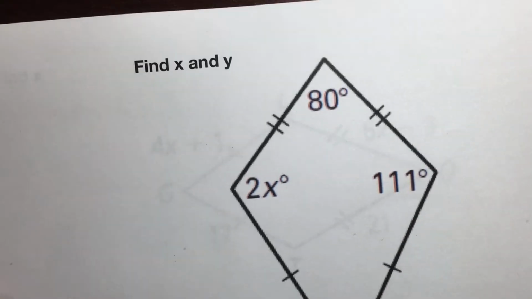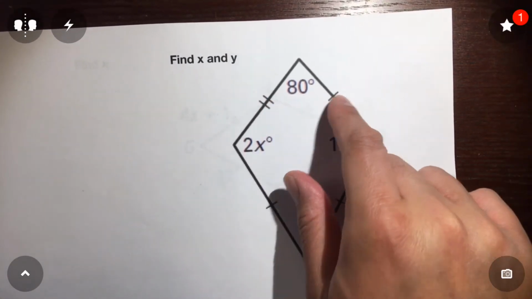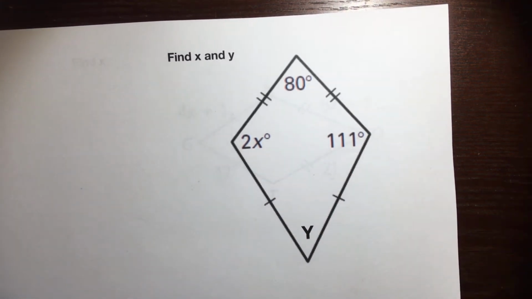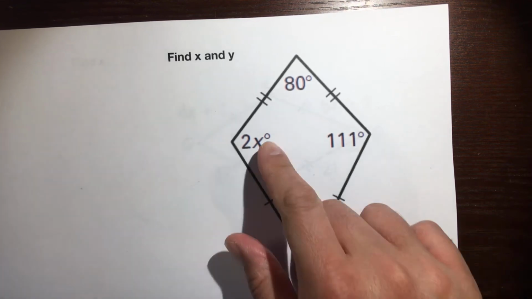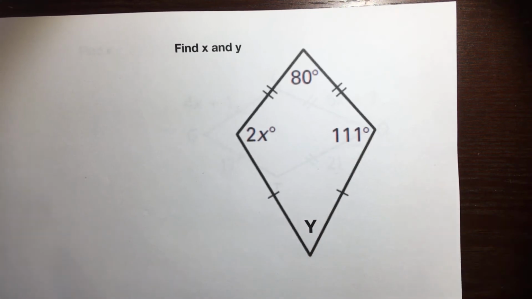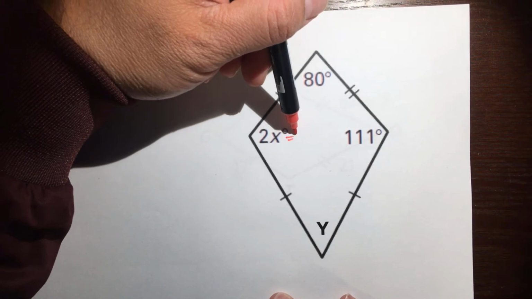Here is example 2. Find x and y in this kite. We know it's a kite because two pairs of adjacent sides are congruent. It's asking us to figure out what x and y are. Well, first thing is, what do we know? We know that these opposite sides are congruent to each other. So we know that this is 111.